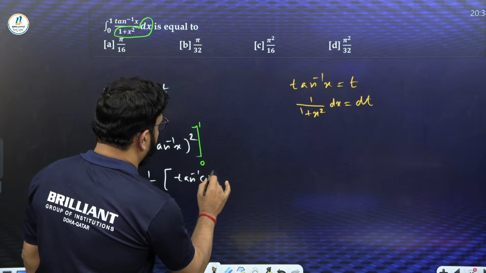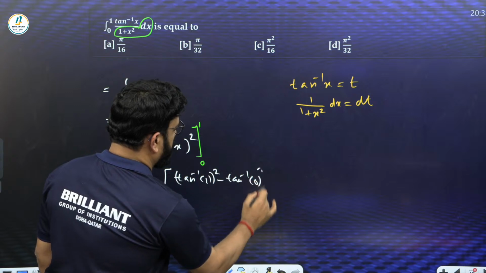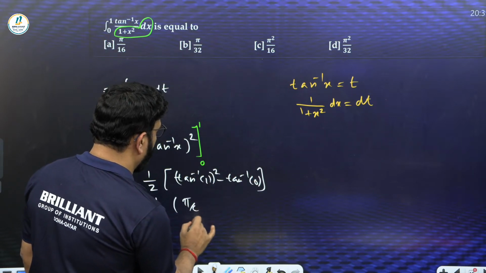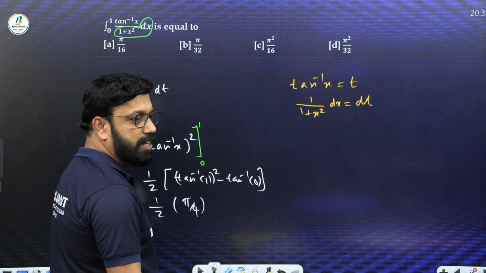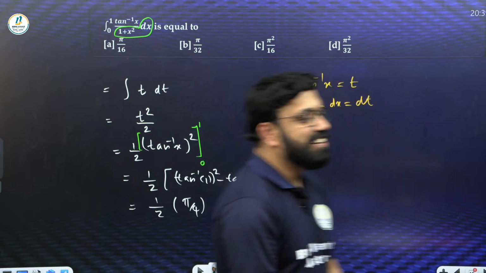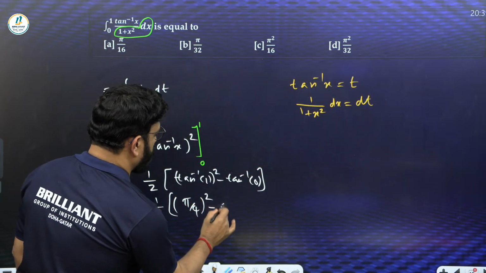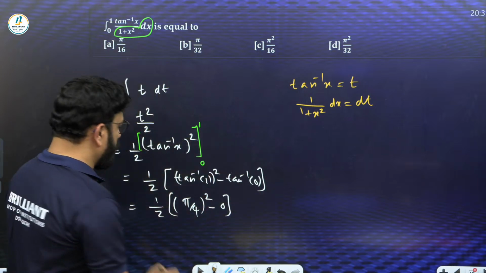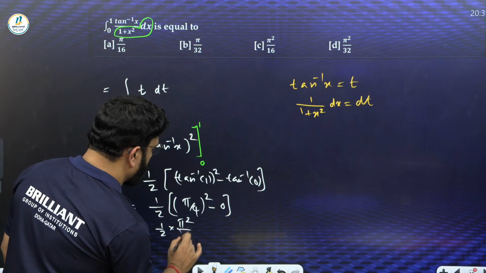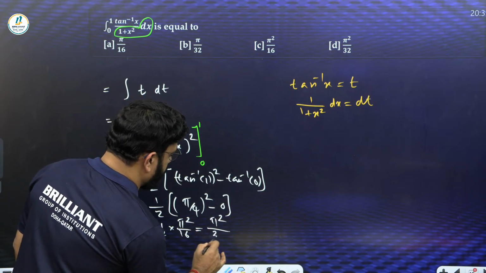So that's half of tan inverse of 1 whole square minus tan inverse of 0 whole square. Tan inverse 1 is pi by 4, 45 degrees. Tan inverse 0 is equal to 0. So pi by 4 square, half of pi square by 16, gives pi square divided by 32.